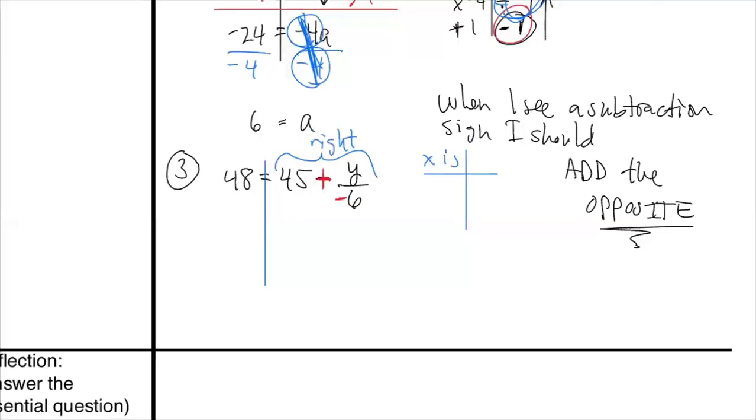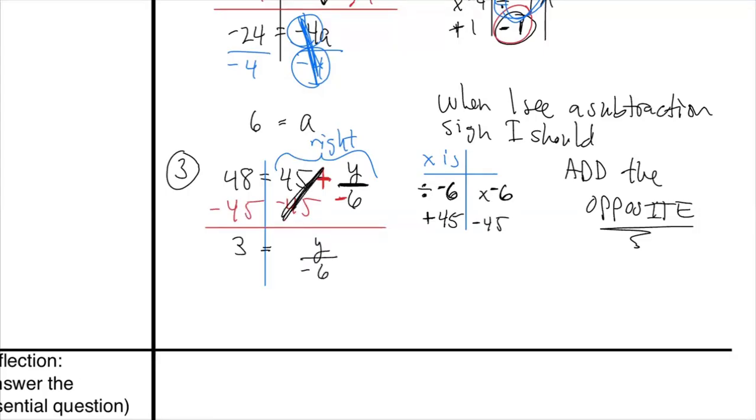So now the two things that are going on in this problem, I'm dividing, right? Remember, this means dividing. I'm dividing by a -6. And this 45 is positive. So it's like I'm adding 45. So make sure you add the opposite. So that's going to become -45 and then times by, don't forget that -6. So I'm going to subtract 45 from both sides. That gives me a 3. 48 minus 45 is 3. These canceled. Bring down the y over -6.